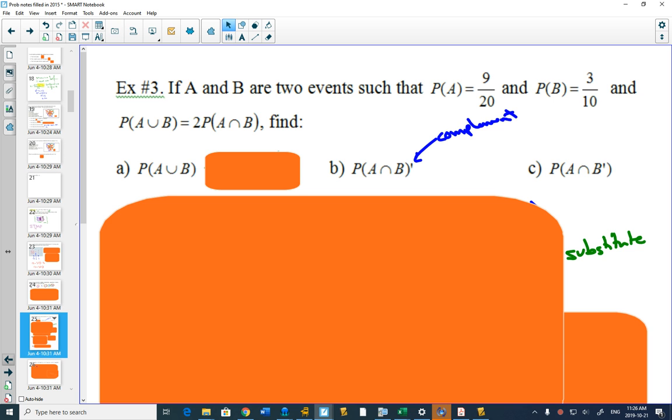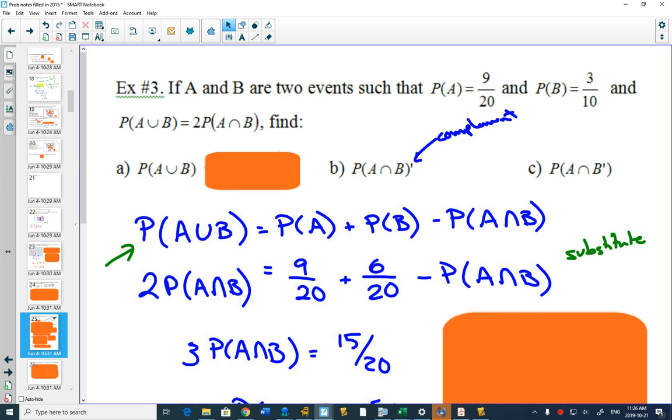So what do they tell us? Probability of A is 9 out of 20. Probability of B is 3 out of 10. The probability of A or B happens to be 2 times the probability of A and B. What's the probability of A or B? Okay, there we go. Here's our formula for probability of A or B. It's the probability of A plus the probability of B minus the probability of A and B.